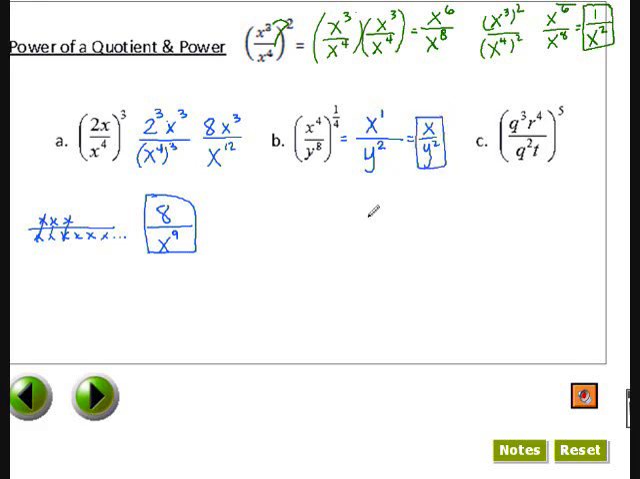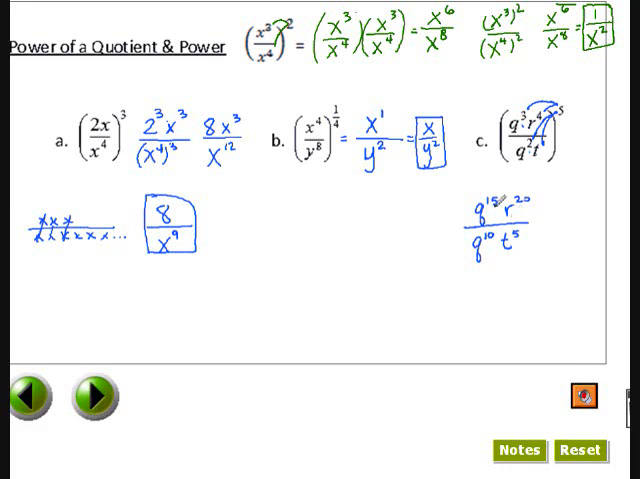Alright, and this one, we're going to distribute this 5 here and there, and also here and there. So we have 4 spots that we need to distribute this power of 5, because this is a product of 2 things, and this is a product of 2 things. So we're going to have q to the 15th, r to the 20th, divided by q to the 10th times t to the 5th. Now, if you don't have an exponent, it just means it's a 1, because there is 1 factor of t there, so it's 5 times 1.